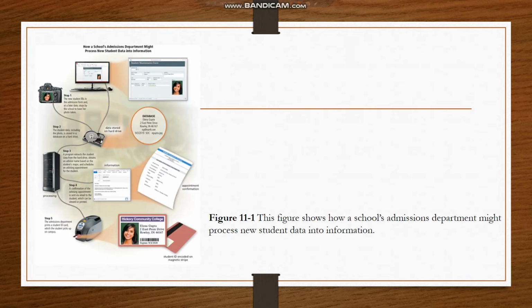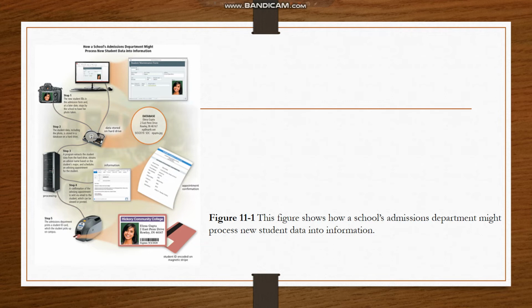Next, in this slide, this figure shows how a school's admission department might process new student data into information. So, yung step 1 daw is, yung student is kukuha ng admission form tapos picturean siya right after niya mag-fill. Tapos step 2 is mapupunta daw yung finilapan niya na admission form tsaka yung picture niya sa hard drive. Step 3, program extracts the student data from the hard drive, obtains an advisor name based on the student's major, and schedules an advising appointment for the student. Step 4 is a confirmation of the advising appointment is sent via email to the student, which can be viewed or printed.